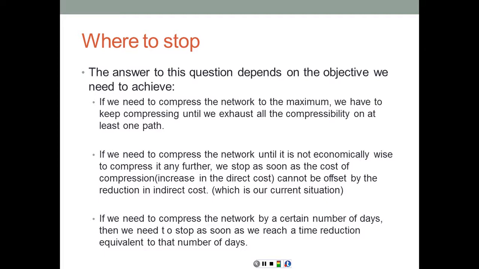So the increase in the cost slopes of the activities being compressed cannot be offset by the reduction or the savings from the indirect cost. If we need to compress the network by a certain number of days, then we need to stop as soon as we reach that time duration equivalent to that number of days. For example, if my project is 4 days behind schedule, why should I compress more than 4 days? It's not going to help me, because I'm probably going to pay more to compress beyond 4 days, so I should stop at the 4 days and avoid paying the liquidated damages.